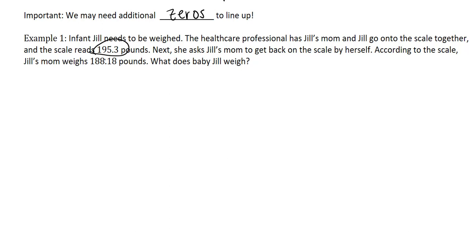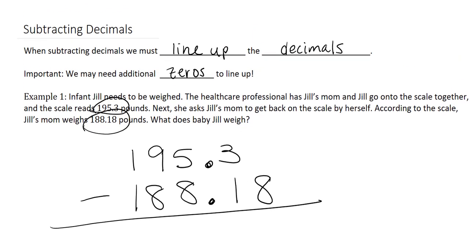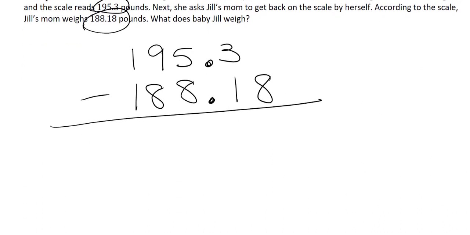So we need to take this 195.3 and subtract 188.18. So we go ahead and subtract. We could go ahead and add a 0 right here. And we can begin by starting on the far right. We could go 0 minus 8. That can't be done, so we just need to borrow from the one to the left of it.